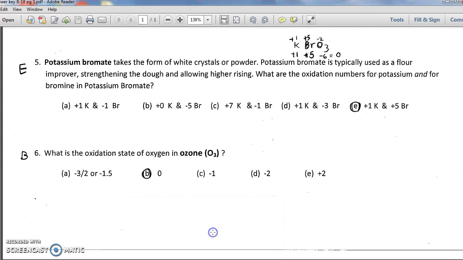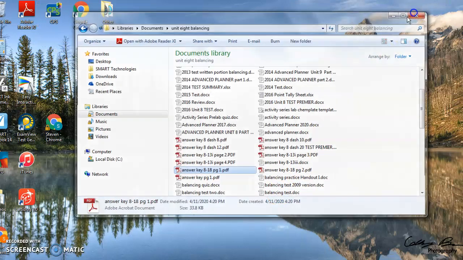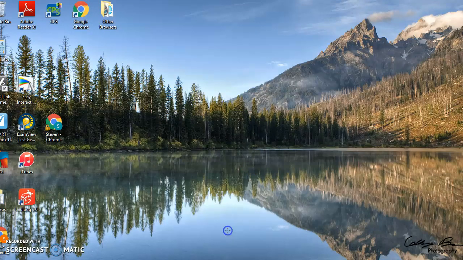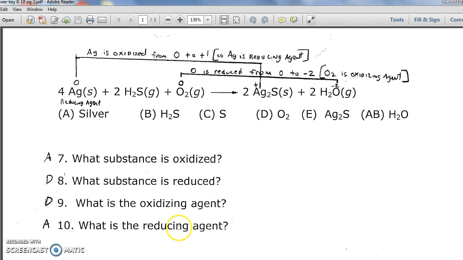Let's turn to the back. Here we go. That's not the back. Let's turn to the back. Hey, there's the back. How about that?